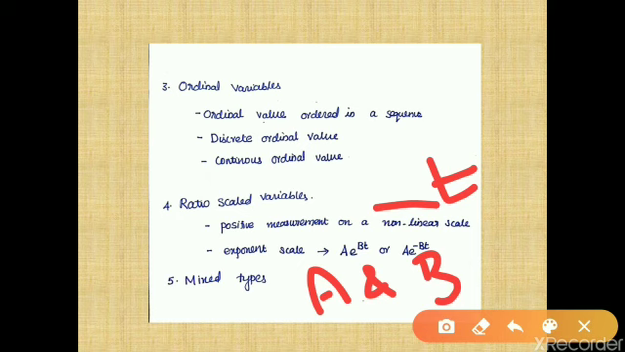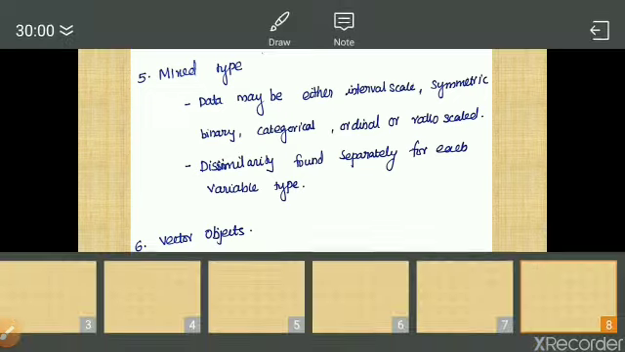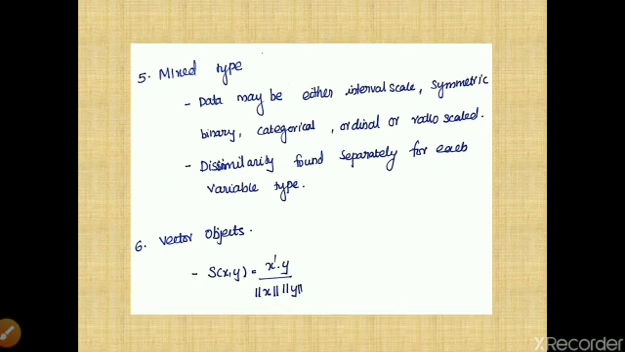Next is mixed type. In the case of mixed type, data may be of any type: interval scale, symmetric binary, categorical, ordinal or ratio scaled. The dissimilarity is found separately for each variable. If the data contain interval scaled and symmetric variables, we find the dissimilarity of each object separately.